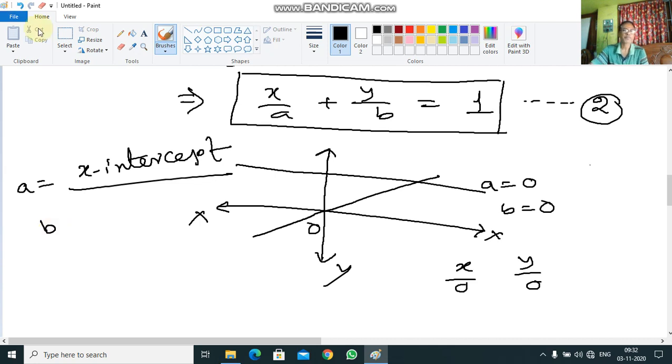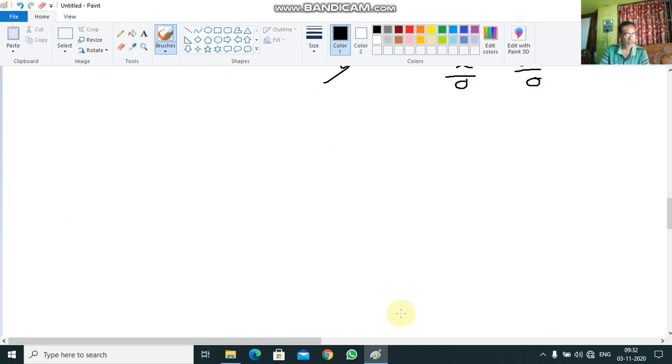Next, we find the equation of a line when the length of the perpendicular drawn from the origin upon the line and the angle that the perpendicular makes with the positive direction of the x-axis are given.